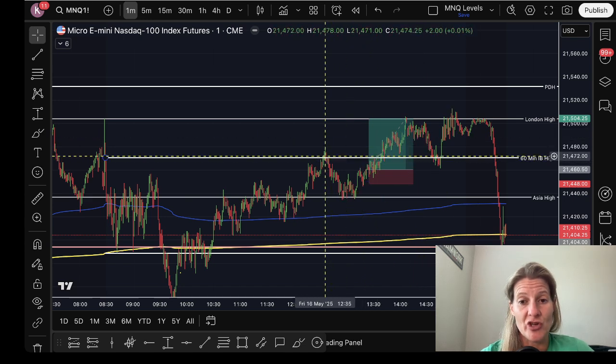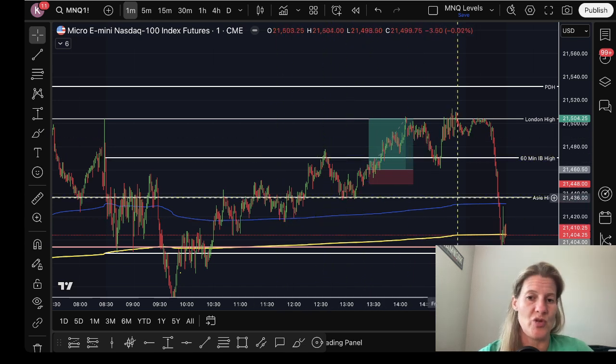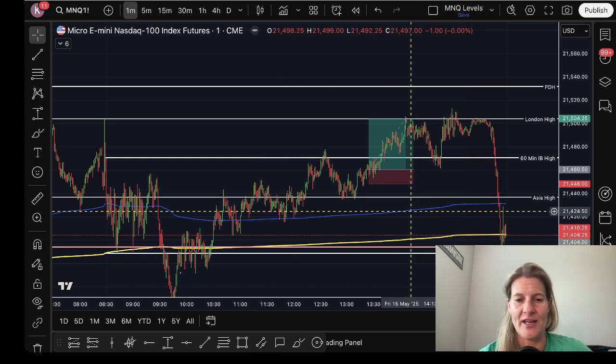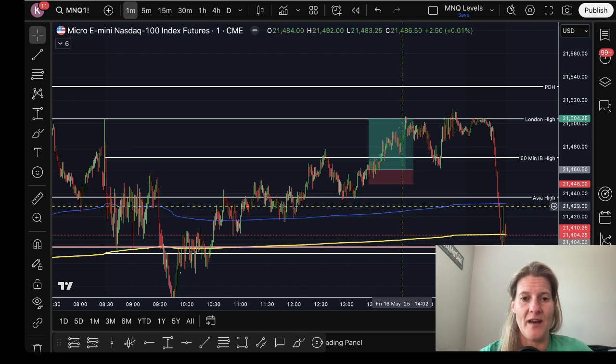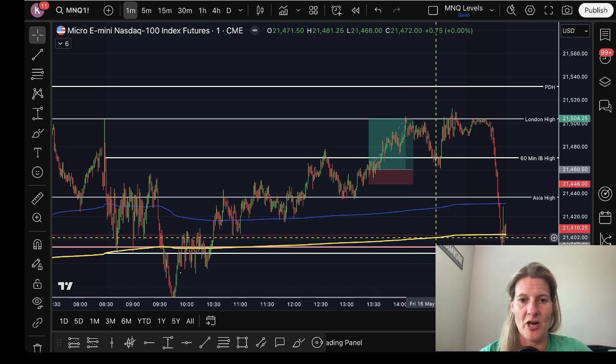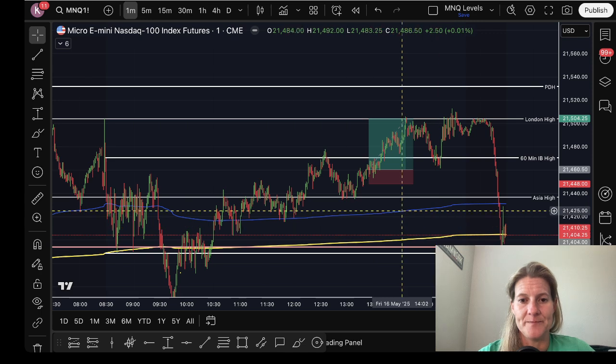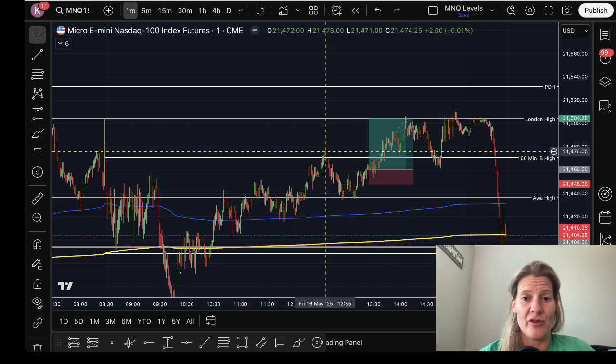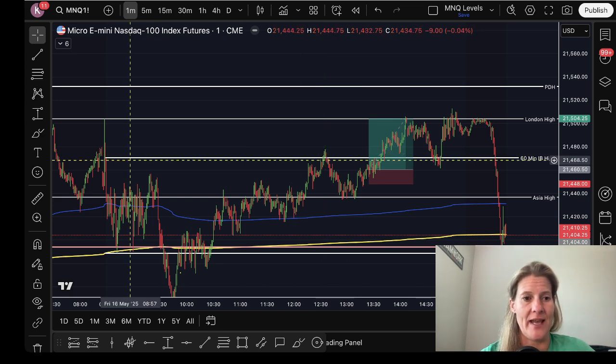With the anchored VWAP, so VWAP kind of shows you where the average price is. If price is above the VWAP, then it's generally bullish. I'm going to take longs. If it's below VWAP, it's generally bearish. I'm going to take shorts. So you can anchor VWAPs. It's common to do it from the low of the day and the high of the day.